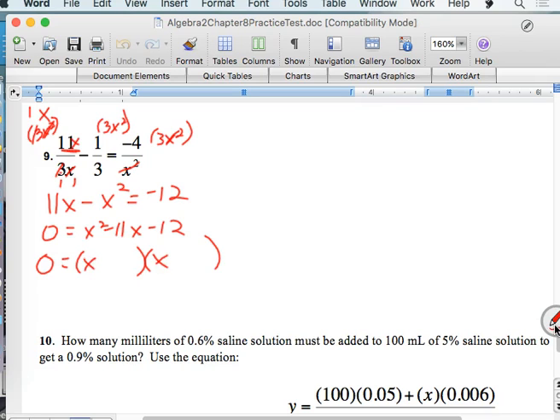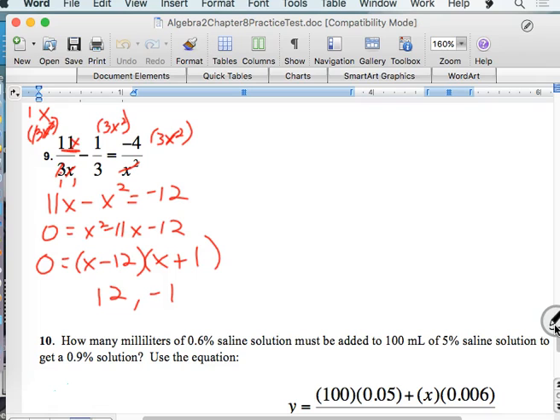Factor. Minus 12 and plus 1. So our solutions are 12 and negative 1, or are they? Check, just to make sure.